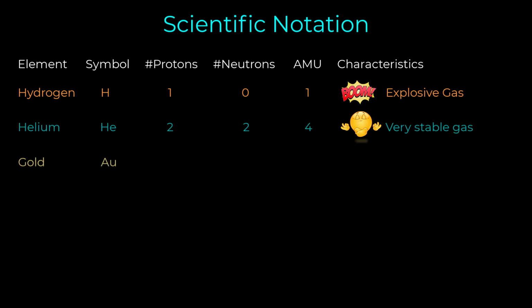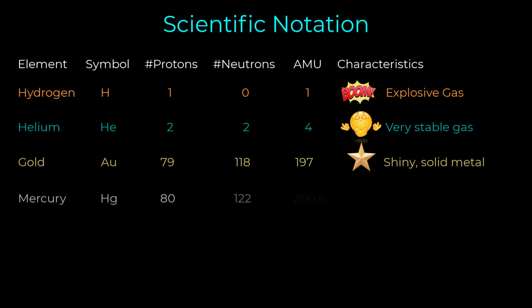Gold, symbol Au, has 79 protons in the nucleus. It nearly always has 118 neutrons, so its mass is about 197 atomic mass units. Add 1 more proton to the nucleus and you get mercury instead of gold. Mercury, symbol Hg, is a toxic, heavy liquid under normal conditions.